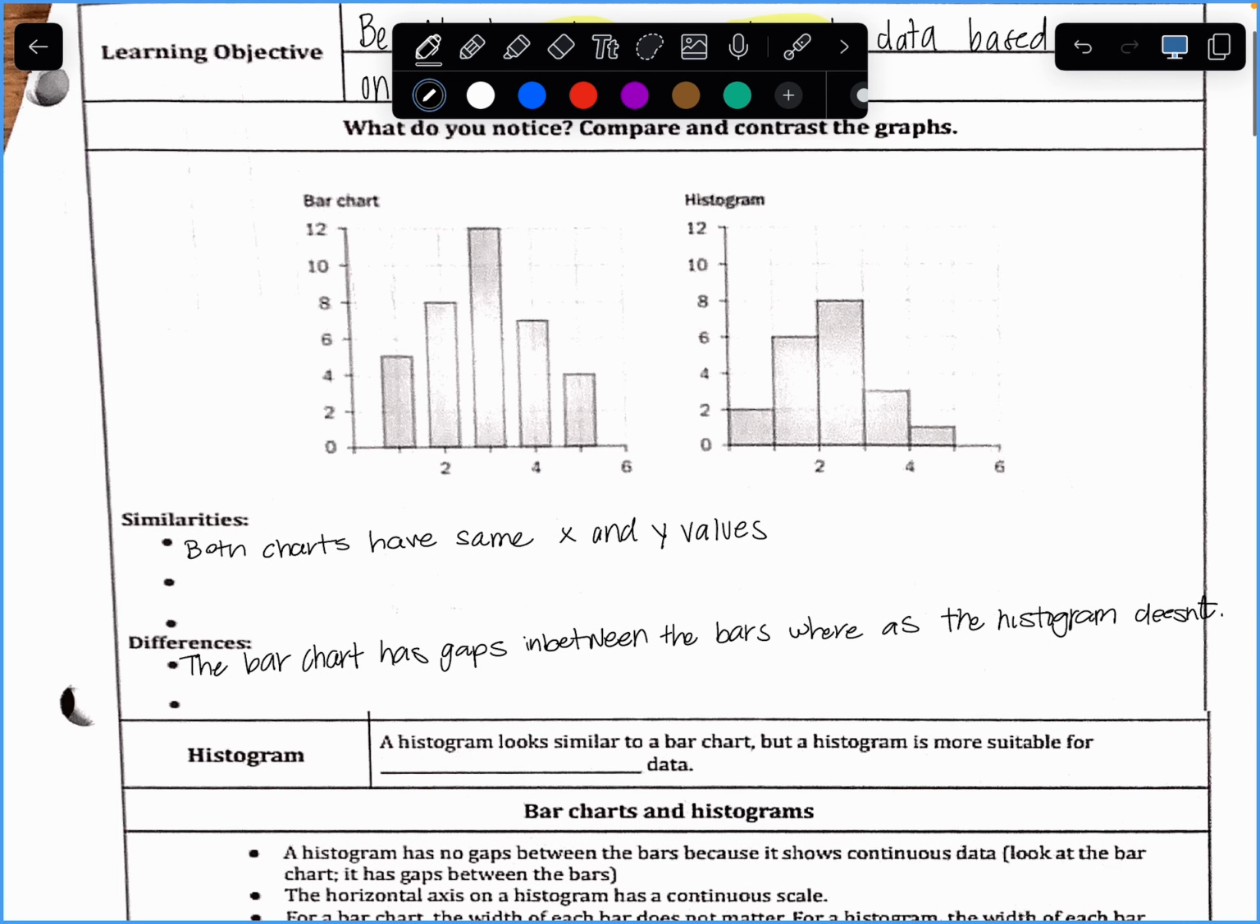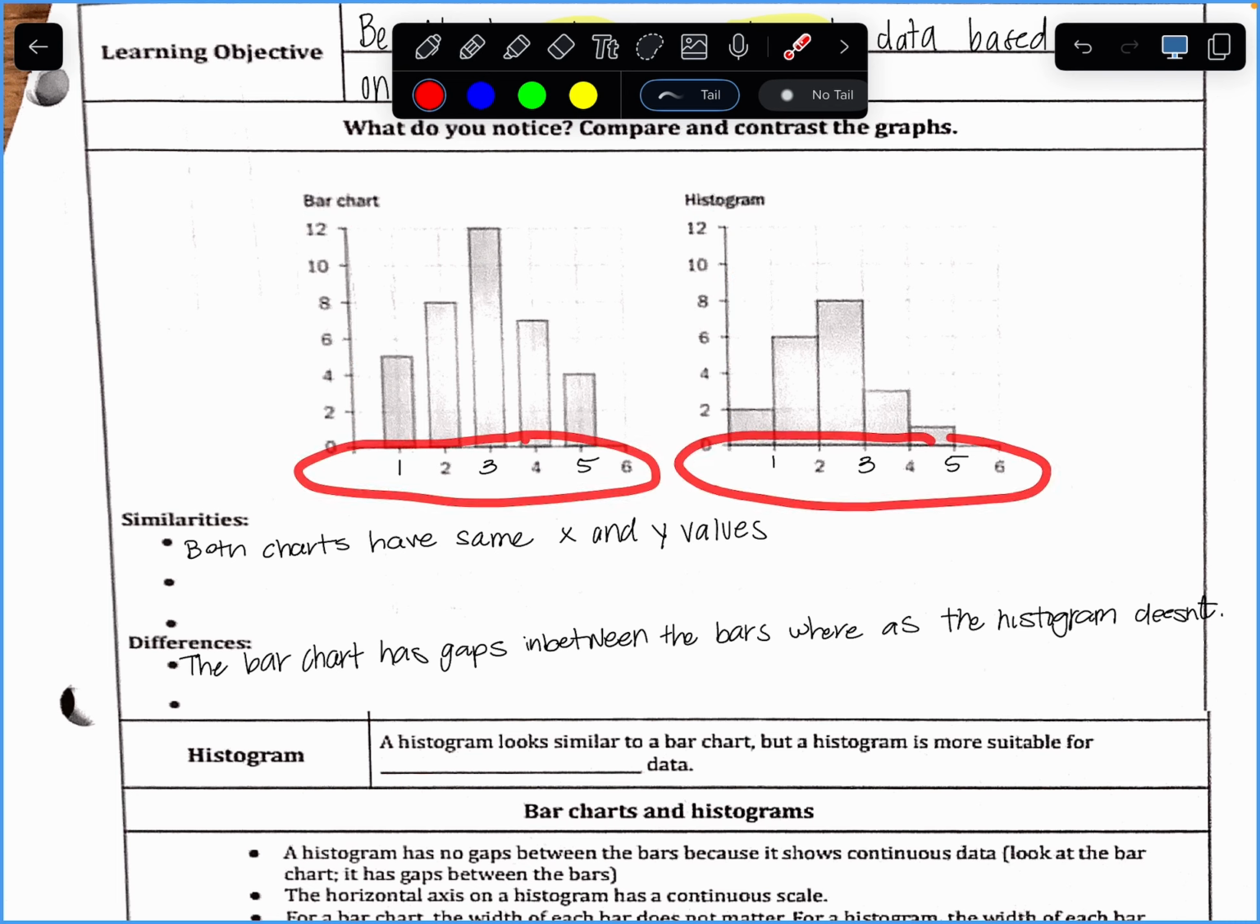Let's go ahead and label the X and the Y axis. So the X looks like it needs some help, right? For the bar chart, that's a 1, 3, 5. Let's look at this one. 1, 3, 5. So yeah, look. I'm able to see that Jaden is correct. Look at the Y values. From 0 to 12, 0 to 12. From 0 to 6, 0 to 6. That's awesome. Another similarity, Rylan?